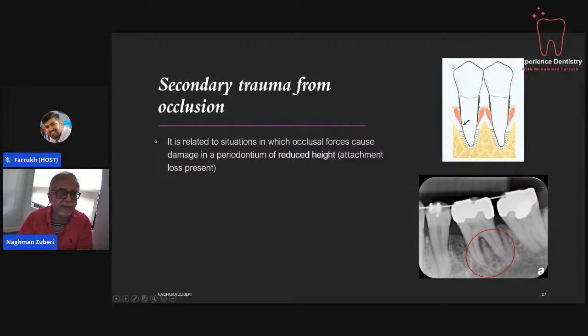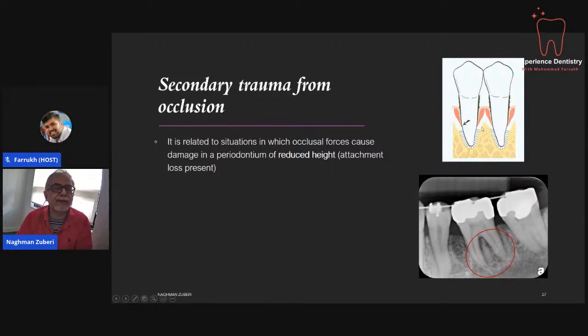Or maybe the person now has a new filling or a new restoration. What is going to happen in that case? The progression of periodontal disease will be manifold. It will be progressing at a very high speed. Such a condition is known as secondary trauma from occlusion.